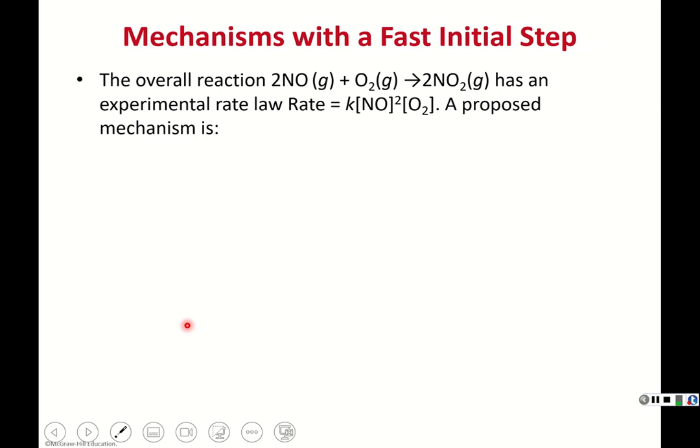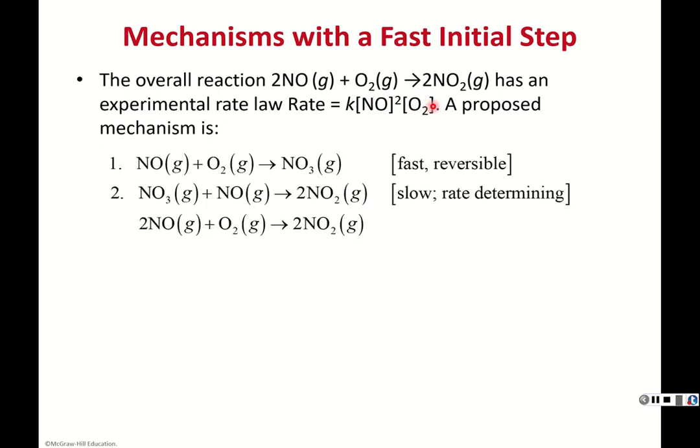Okay, you can also have a mechanism with a fast initial step. So if we look at this reaction, 2NO plus O2 goes to 2NO2. The experimental rate law for this is rate = k[NO]^2[O2]. Okay, the proposed mechanism now is NO plus O2 goes to NO3, and NO3 plus NO goes to 2NO2. Right, so this second step is our slow rate determining step.